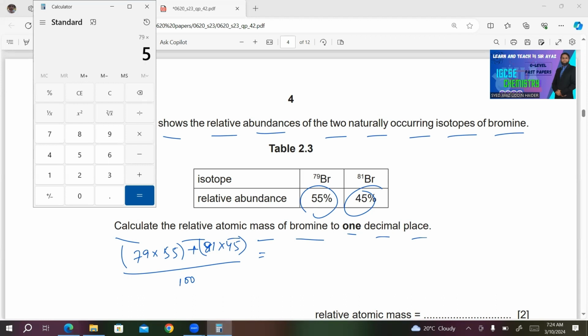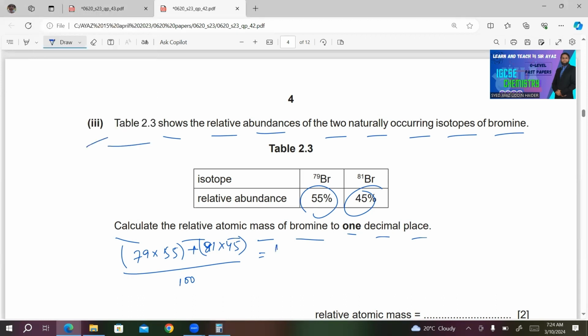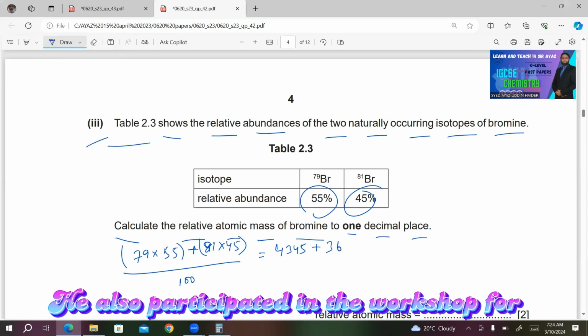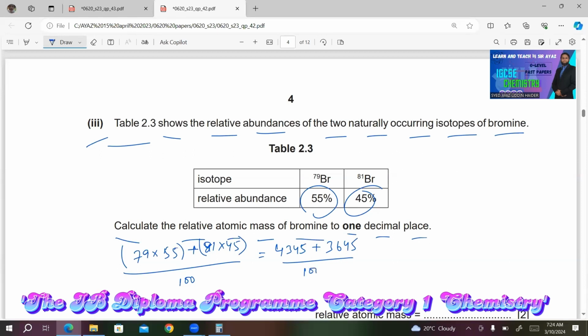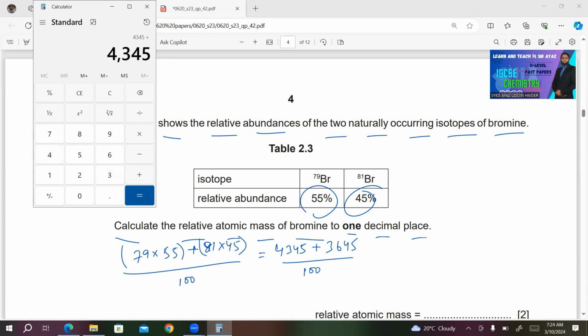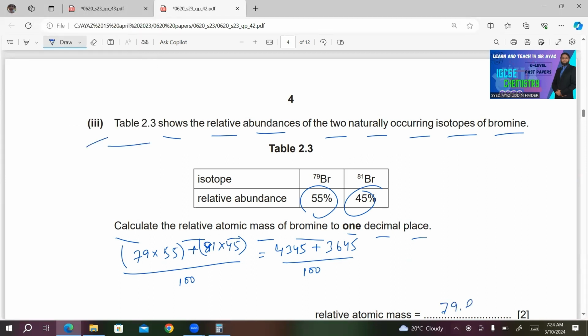79 multiplied by 55 will get 4,345, plus 81 multiplied by 45, 3,645, divided by 100. 4,345 plus 3,645 divided by 100. What will we get? We will get 79.9. This will be the final answer for this question.